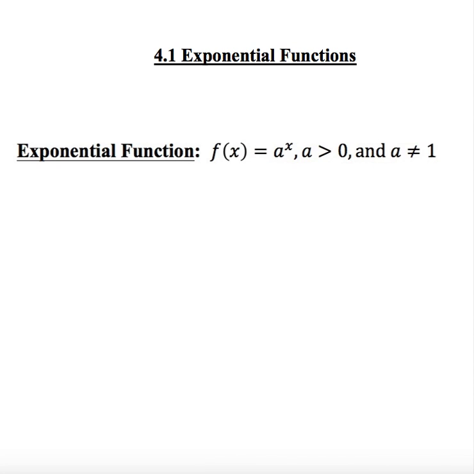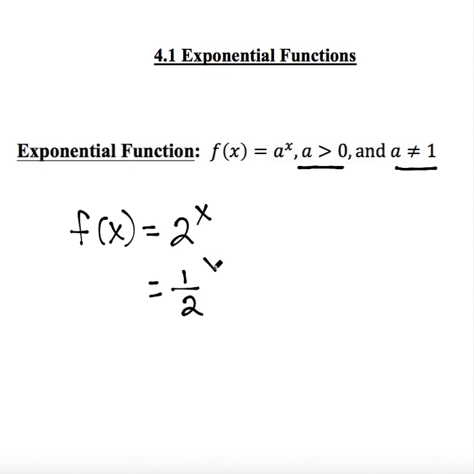Section 4.1, exponential functions. An exponential function is of the form f of x equals a to the x, where a has to be greater than 0 and a cannot equal 1. Some examples are f of x equals 2 to the x, or 1/2 to the x, or e to the x. Those are all examples of exponential functions.